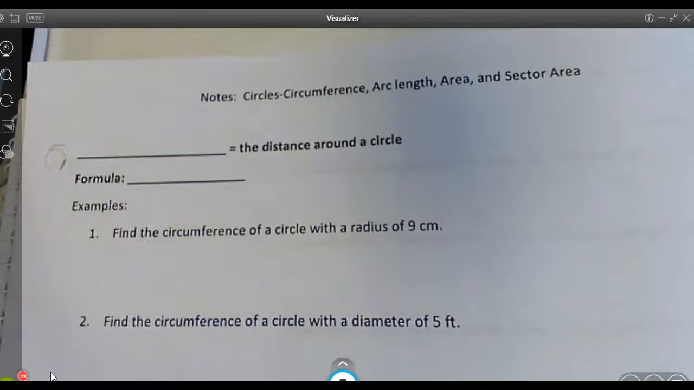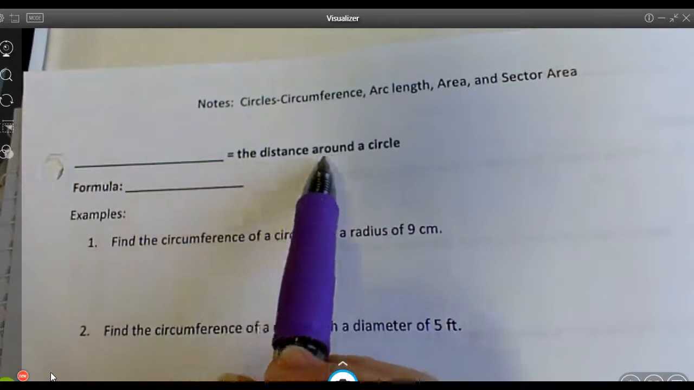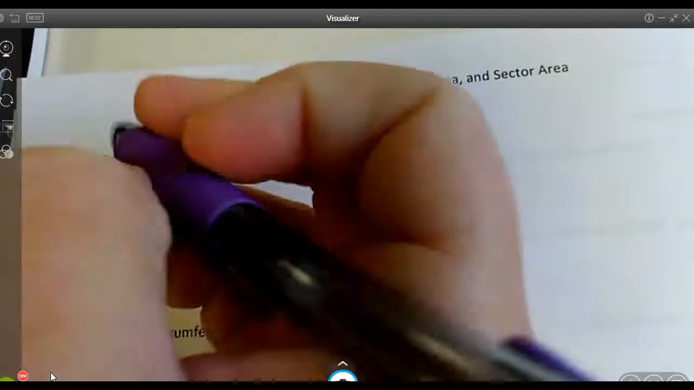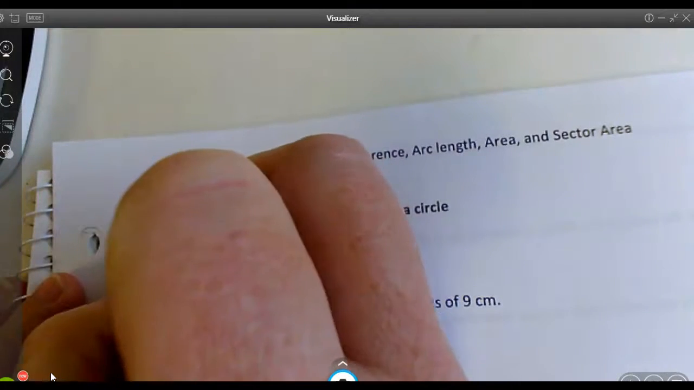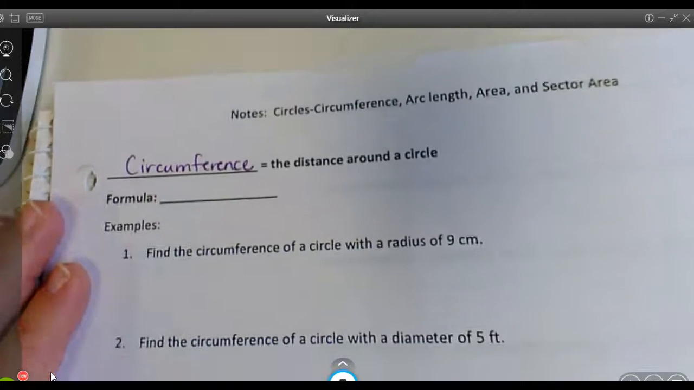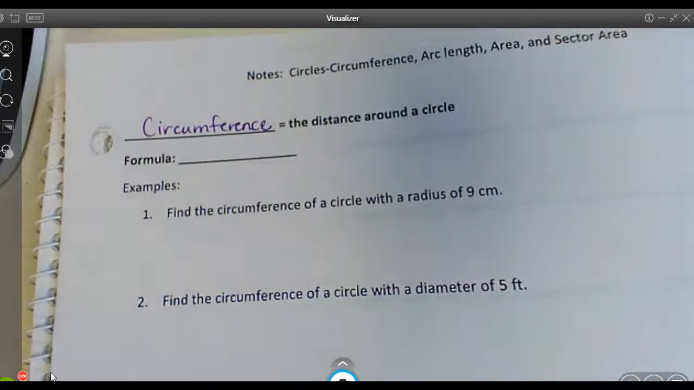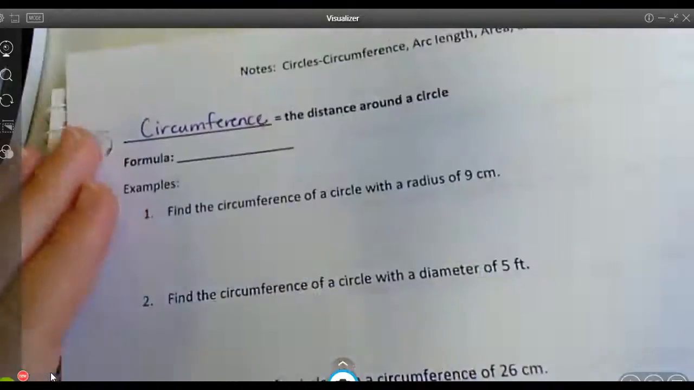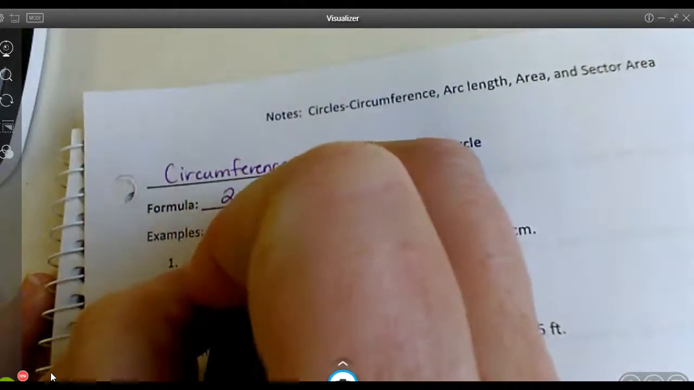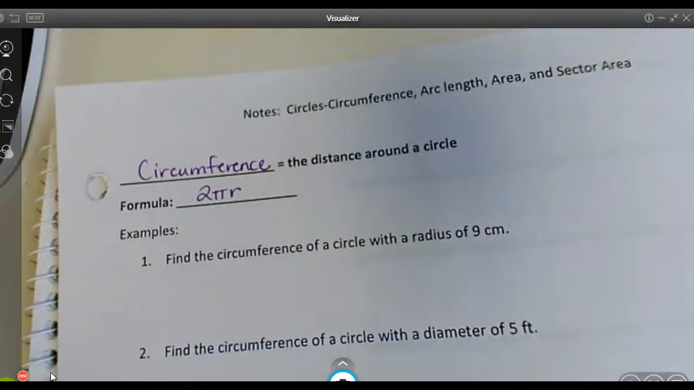So when we're talking about circles and we talk about the distance all the way around a circle, this is called circumference. So if I'm asking you to find the circumference, I'm asking you to figure out how long, if I stretched out the whole circle, how long would that be? Or how much is it all the way around? The circumference of a circle, the formula I normally use is 2 pi r. 2 pi times the radius.